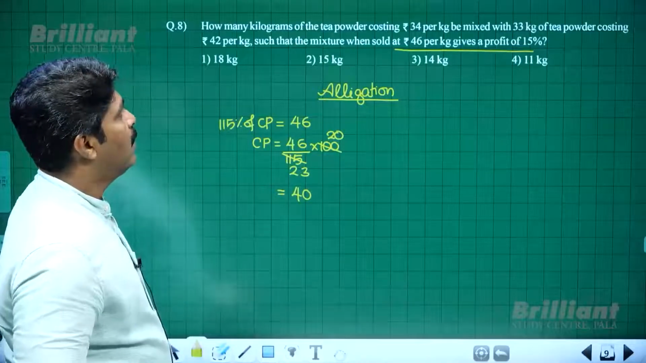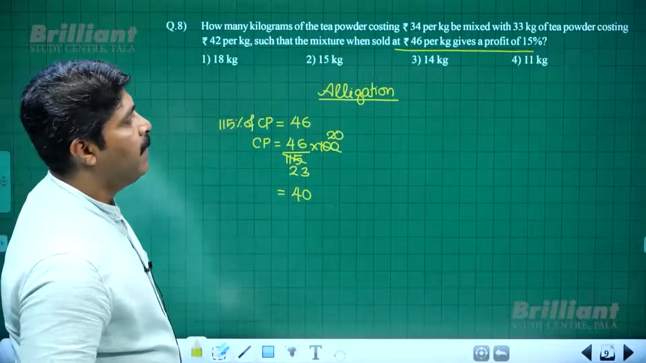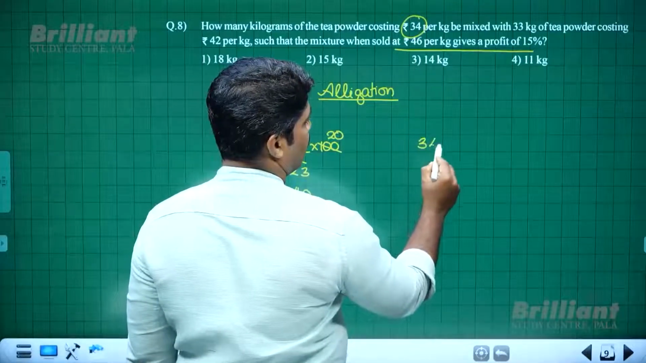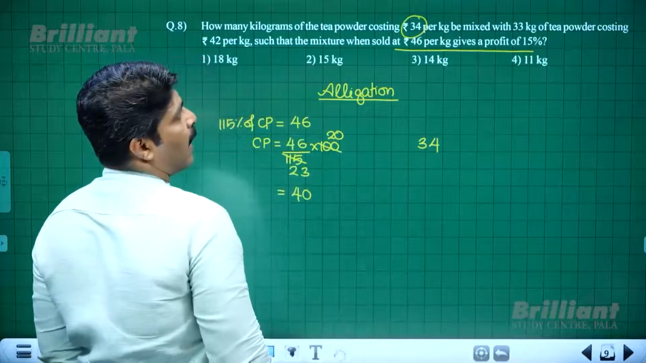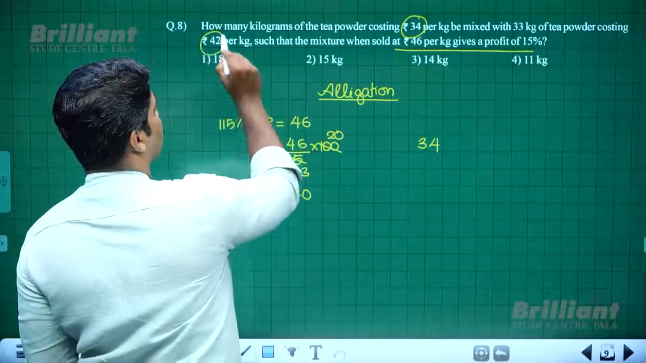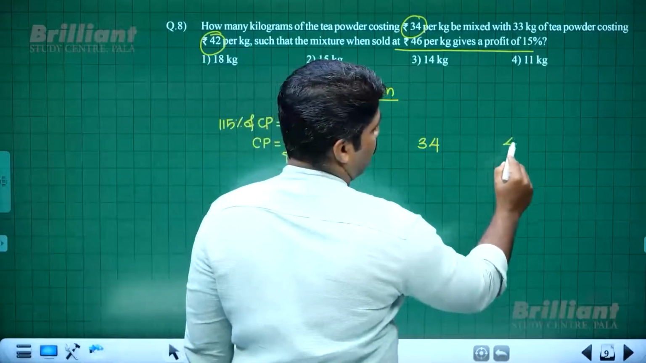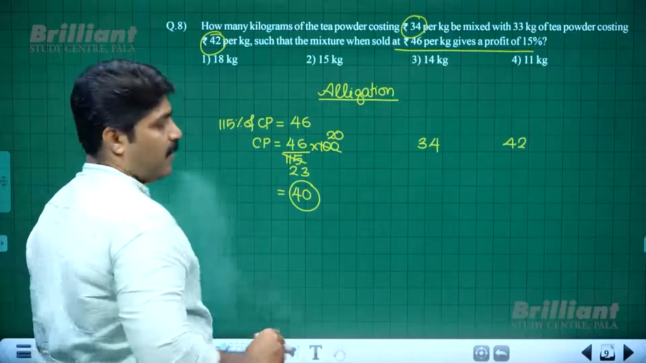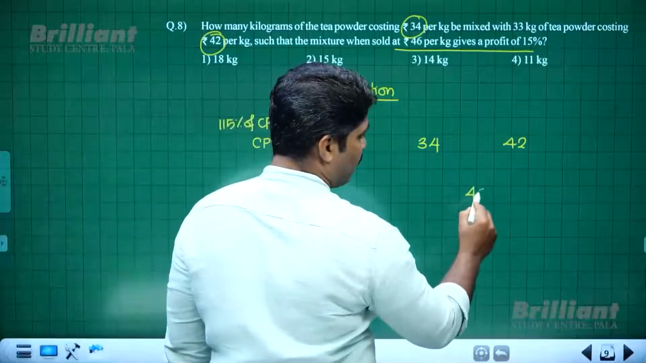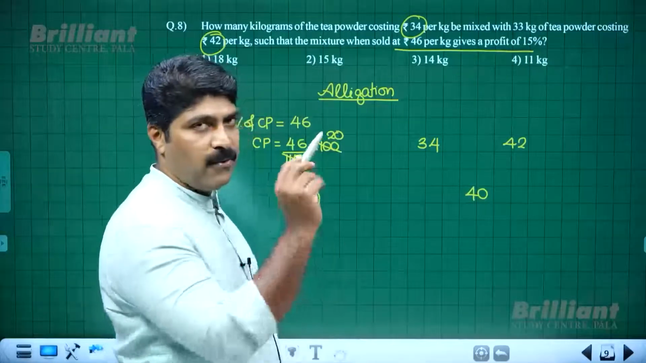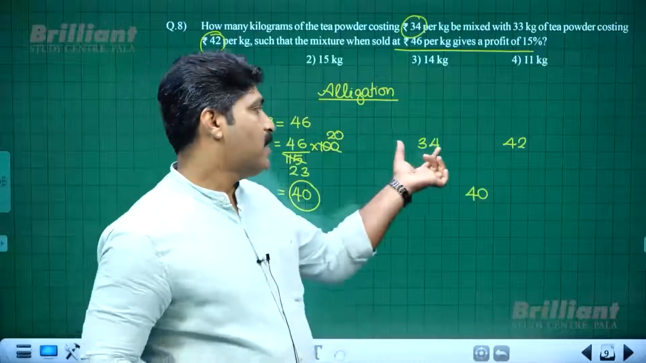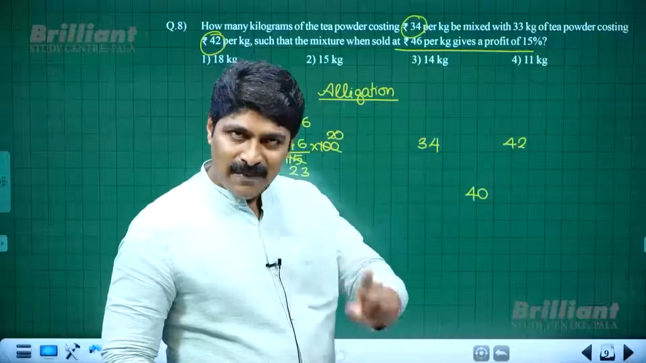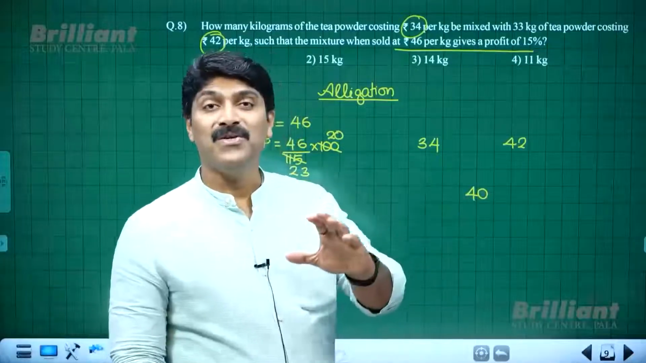So we got the first variety, its cost is rupees 34. And the second variety, its cost is rupees 42. And this mixture's average cost is rupees 40. So we have to allocate the values like this, that is, arrange the values like this. This is the first variety's cost price, the second variety's cost price, and that mixture's cost price.